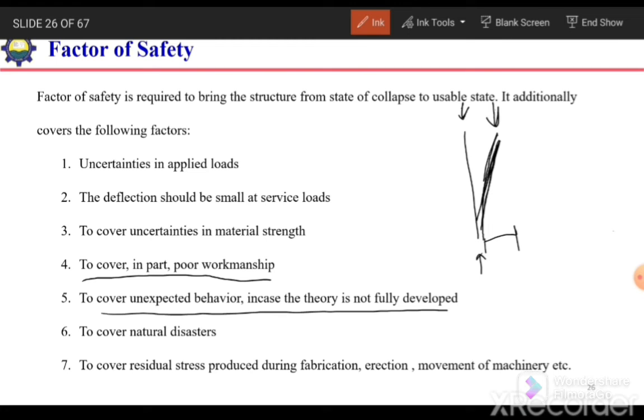Most of the time we make some assumptions for the development of design equations. So to account for the actual condition, we need to apply some factor of safety.